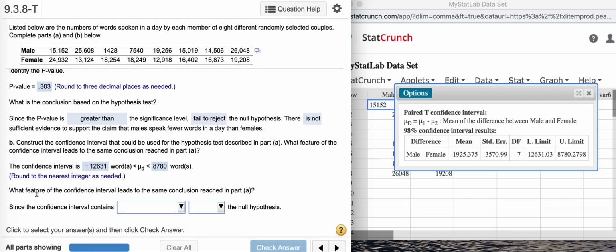So interpreting the confidence interval, this leads us to the same conclusion. So since the confidence interval contains 0, right, we would fail to reject the hypothesis that men speak fewer words. It's possible they speak the same number. And I hope this helps.